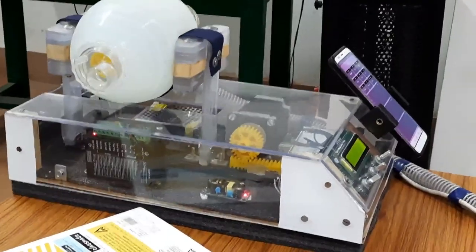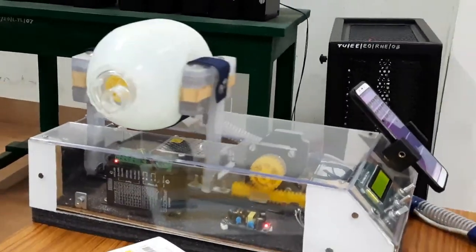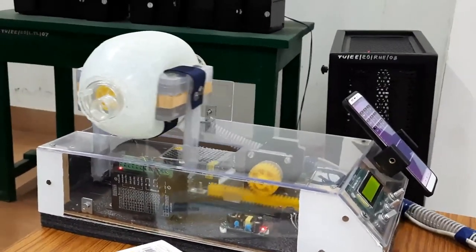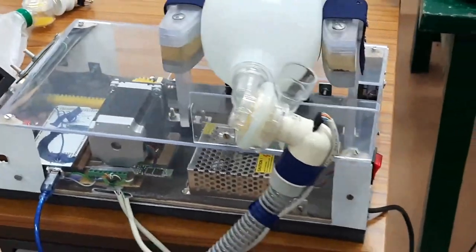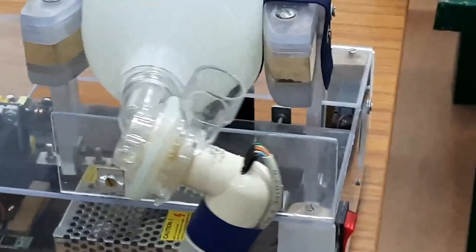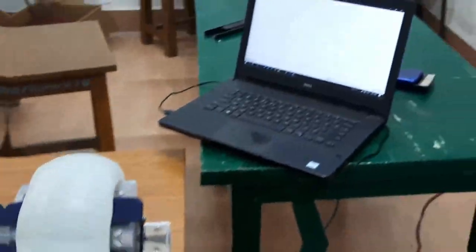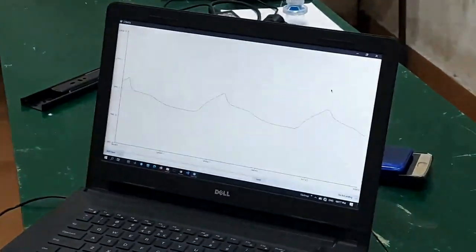The Ambu bag is the heart of the ventilator, which is a manual resuscitator generally squeezed by medical staff to push air into the lungs. But this is a temporary technique. In our prototype, we have arranged two curved-shaped fingers to compress the Ambu bag in a gentle way, and the air flows out to the patient through the pipe and the mask.